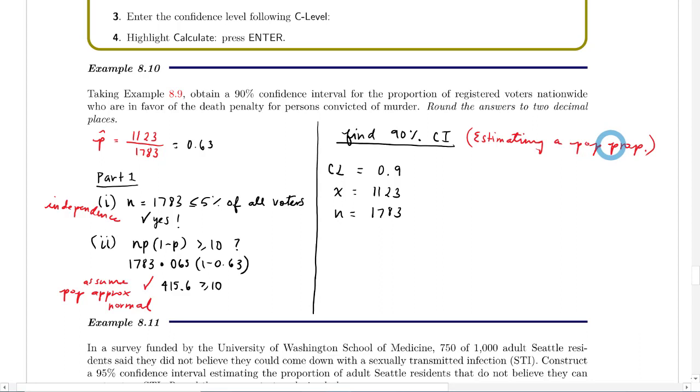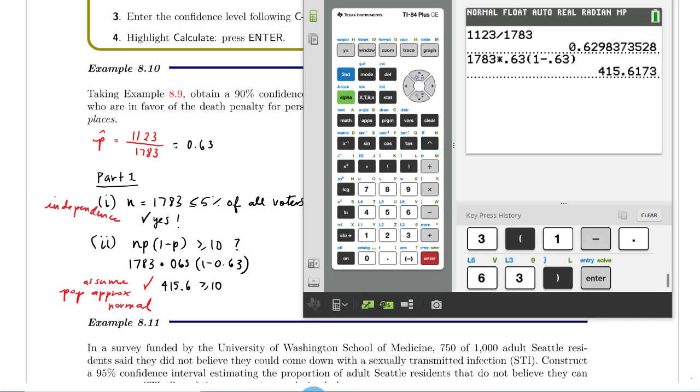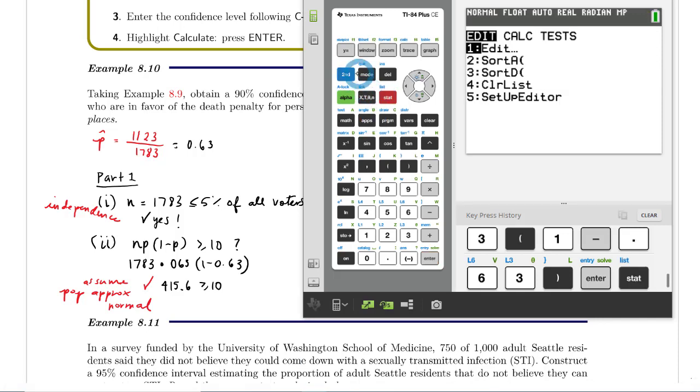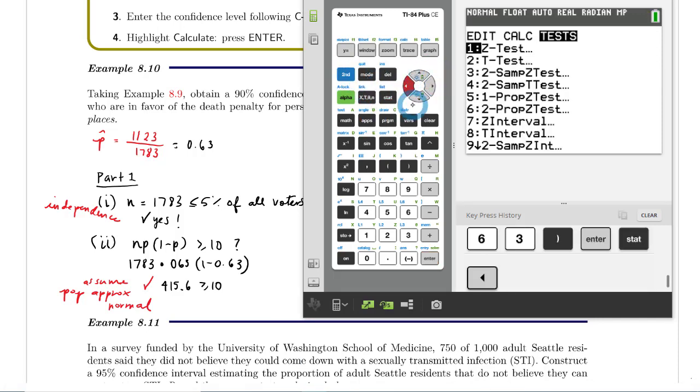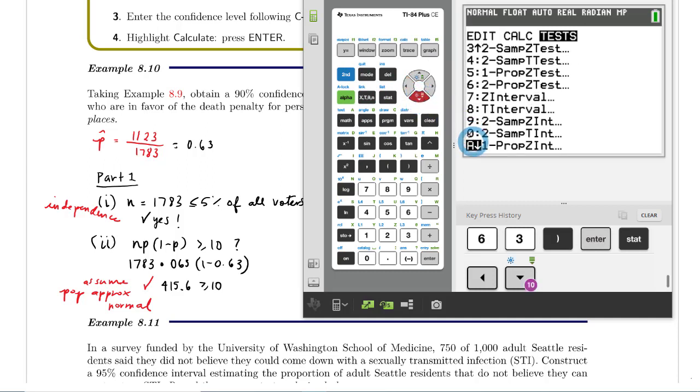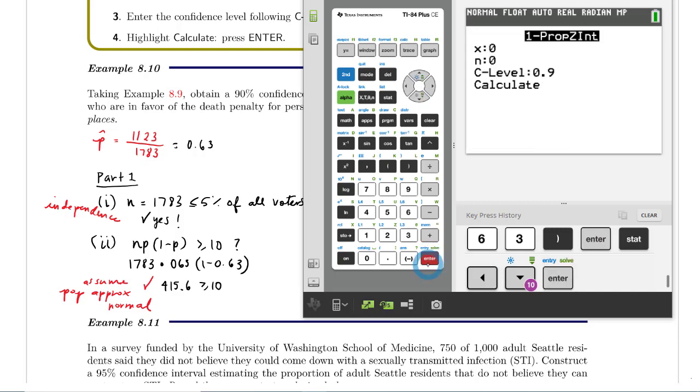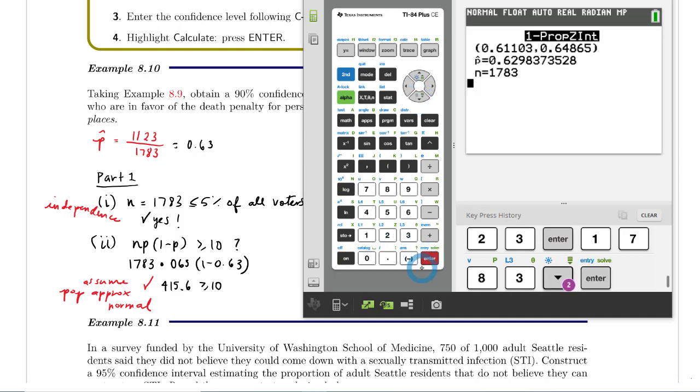We're finding an interval in which the population proportion of all voters in favor of the death penalty lies. And so if we go to our calculator, we'll go to stat, and we'll go to tests and go to that A, which is the 1-PropZInt, hit enter, and a nice little menu comes up. So let's put in how many voters were in favor of the death penalty, which was 1123, and the number of voters that were registered. Confidence level was 90%, and then hit calculate.